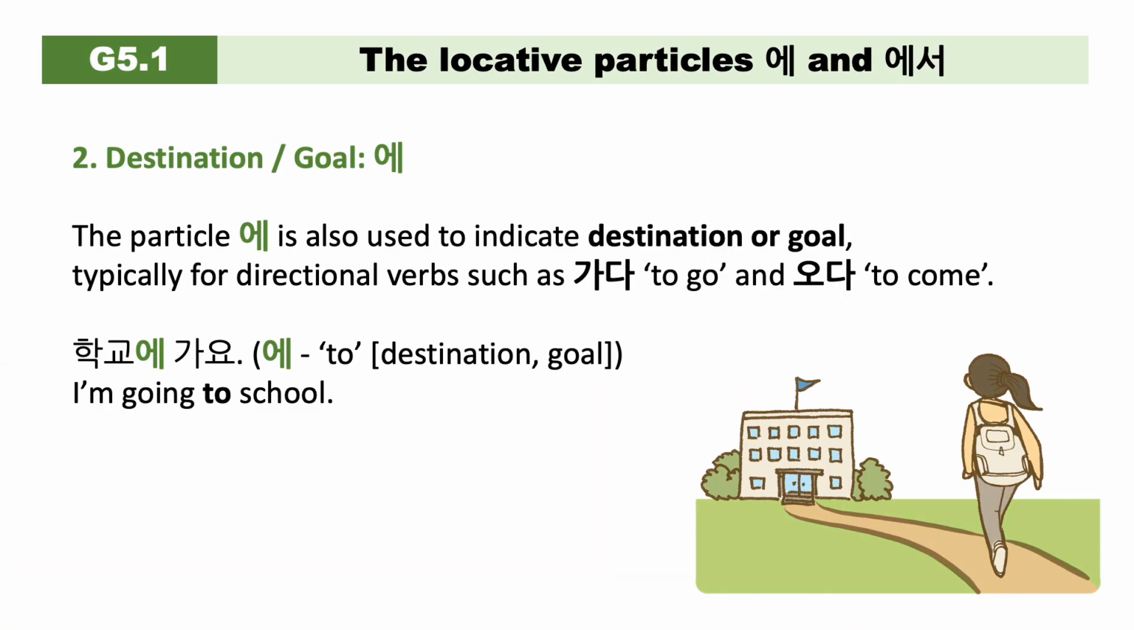The particle 에, is also used to indicate destination or goal, typically for directional verbs such as 가다, 오다. 학교에 가요. I'm going to school.